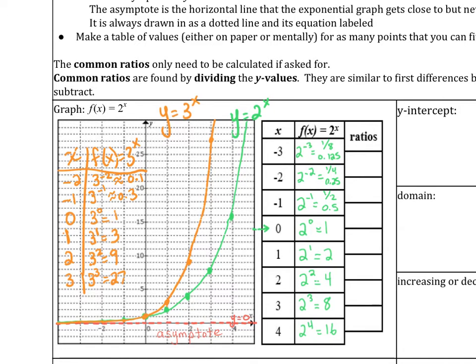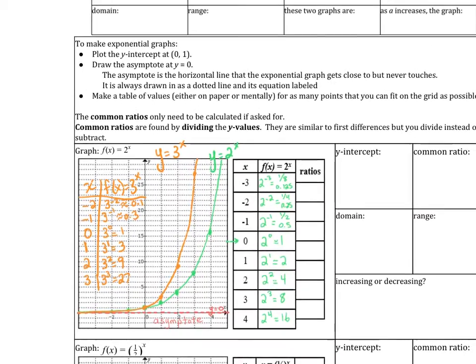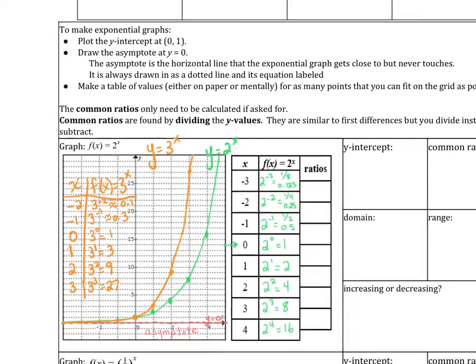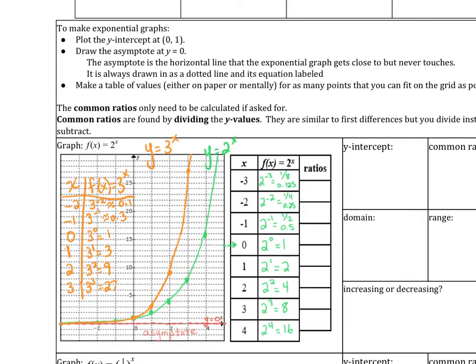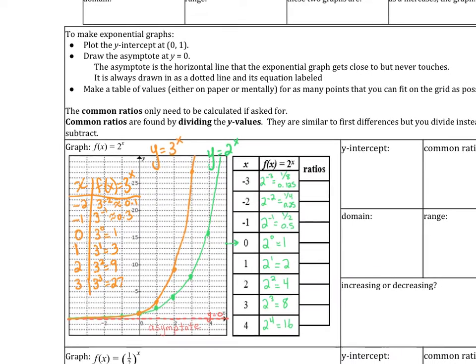Now, if you remember, linear functions had equal first differences. Quadratic functions had equal second differences. That does not mean that exponential functions have equal third differences. What they have are equal ratios. And the ratios are found similar to how first differences are found, but instead of subtracting the values, you're going to divide the values of y.